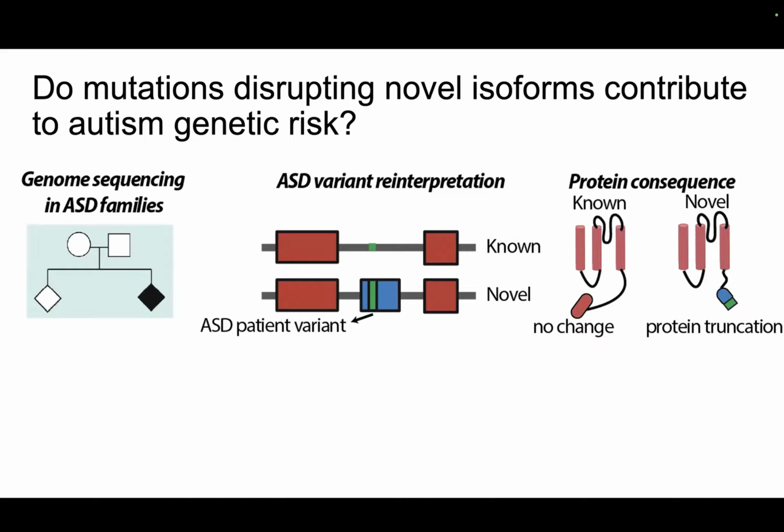From these de novo mutations, we can reinterpret their variants using our new isoform atlas. We're specifically looking for variants that impact novel isoforms but don't impact known isoforms. For example, here in green we have this mutation. In the existing isoform atlas, you might think that this variant is in an intron, but in our novel isoform atlas, we see that it's in a new exon. If you then predict the protein consequence of this variant, you might predict that it truncates this novel protein, and that might contribute to why this person has autism.